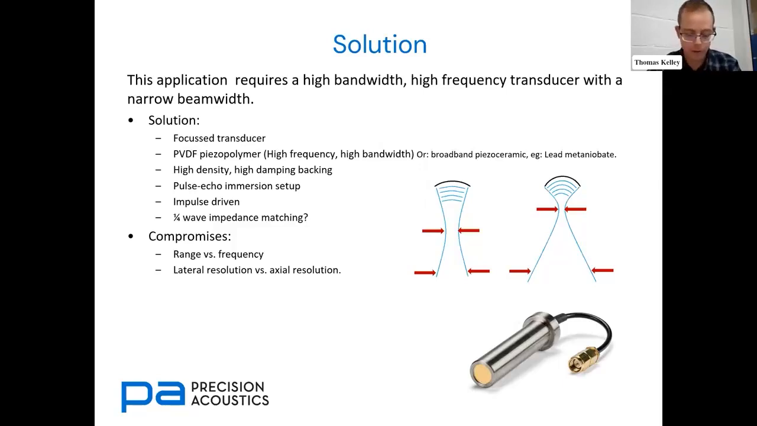We might also have to compromise between the lateral and the axial resolution, and that may affect our choice of focal length. So there appears to be a solution, although, as is almost always the case, there will be some compromises.